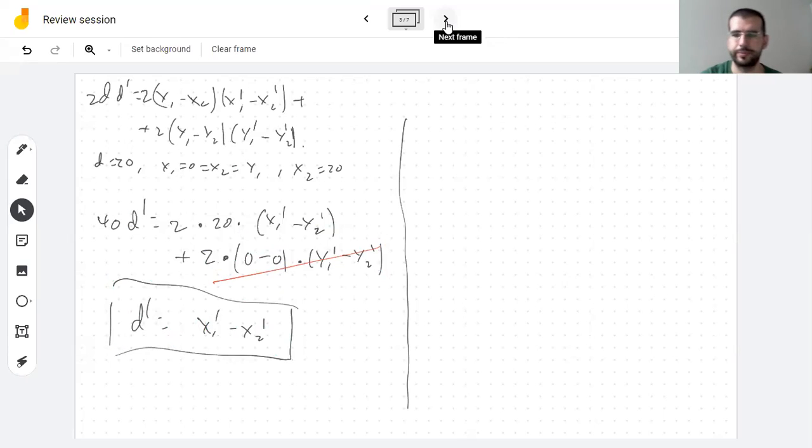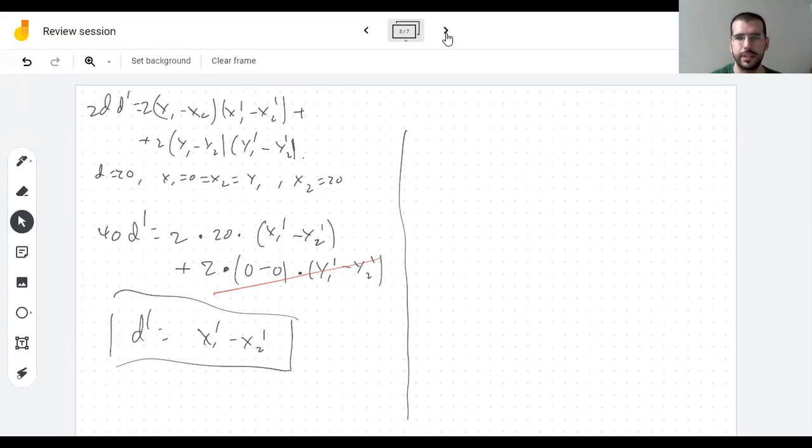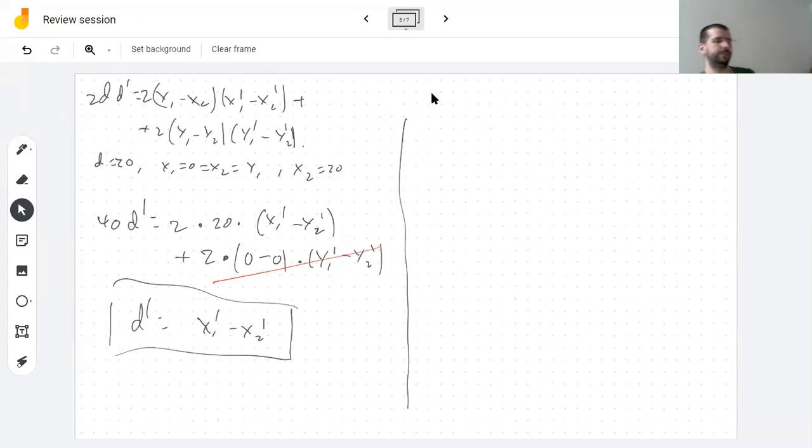Okay, so only two things left to go. Could you do a problem from each set on the review after this? I don't know what you mean from each set. If you mean from each of the 16 questions that I put in the review, probably won't have time. But if you have a preference, I can do as many as will fit in 1.5 hours. How did you get that d prime is equal to x1 prime minus x2 prime? There's 40 on both sides, so I can just divide it by 40. Okay. Well, that's a good idea. You can put whatever you want me to do in the chat, and when I'm done with this one, I'll just go in order.